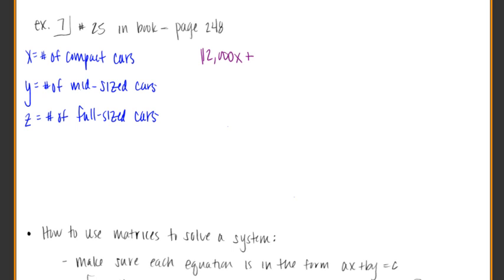And each mid-size car, that one is 18,000. So 18,000 per mid-size, so Y, and then 24,000 for the large. Now the question here is right here. We have dollar amount, dollar amount, dollar amount. On this next dollar amount, which is a grand total of how much we can spend, we have 1.5 million.